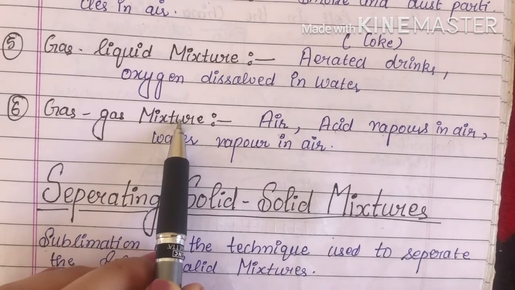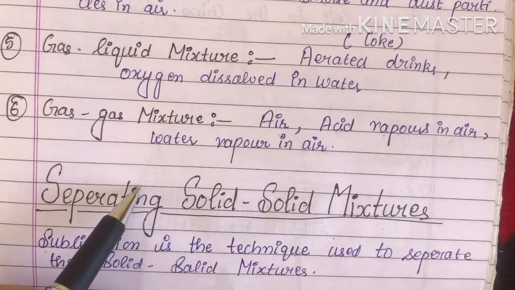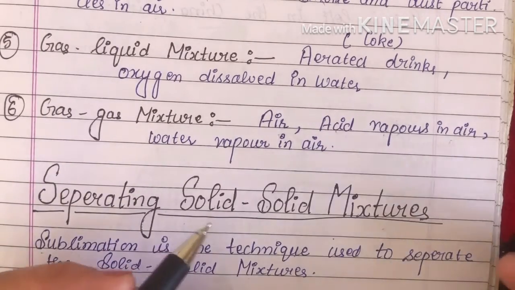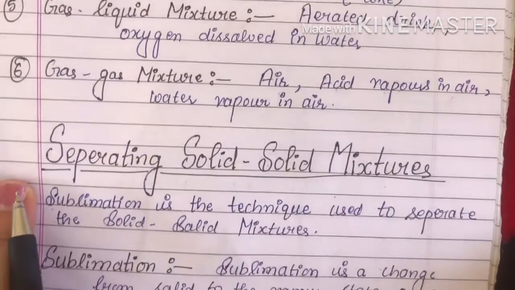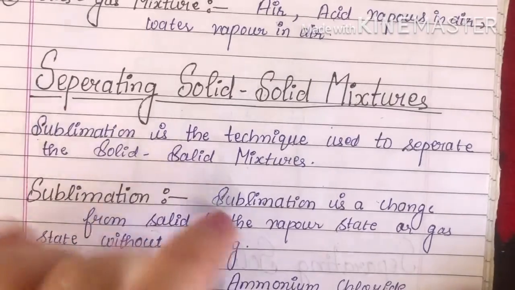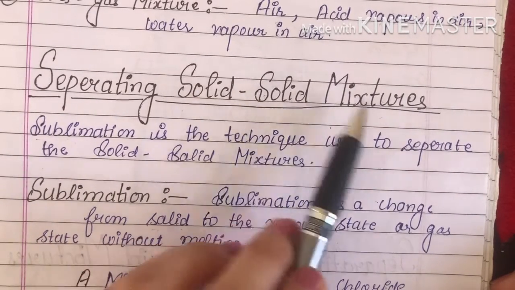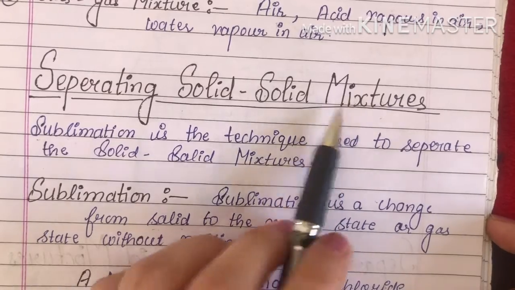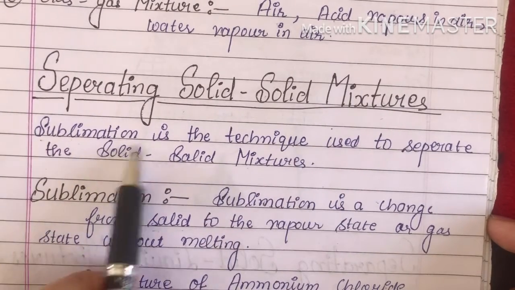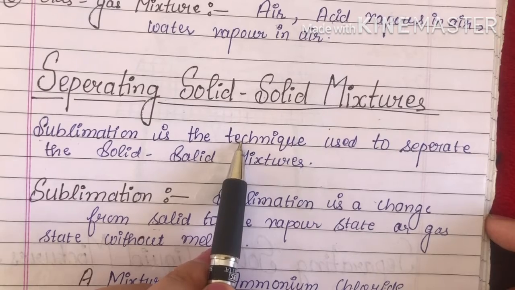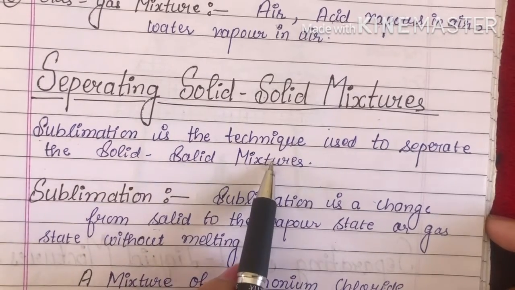Here we have discussed some types of mixtures. Then accordingly we have to use some techniques to separate these mixtures. Okay. Firstly, separating solid mixtures. We have to separate the solid mixtures. For this we have to use sublimation. Sublimation is the technique that we use to separate the solid mixture.